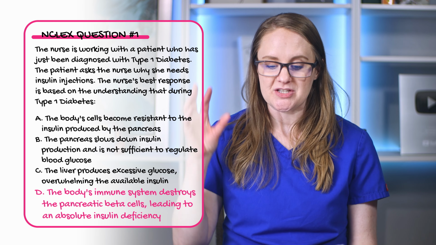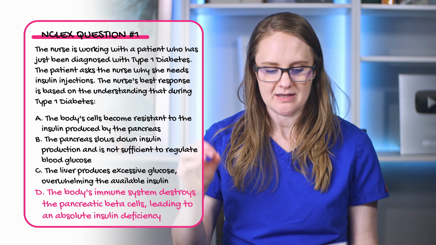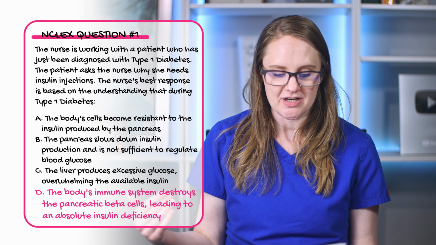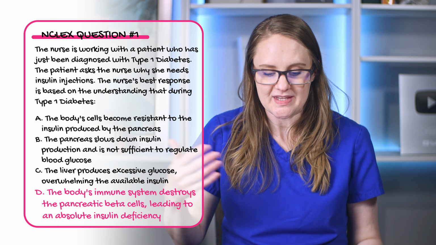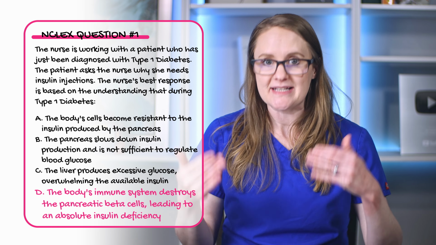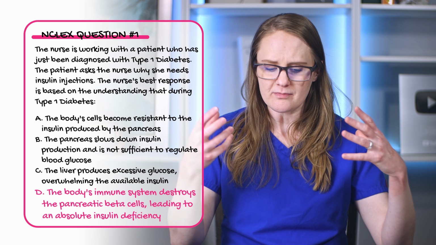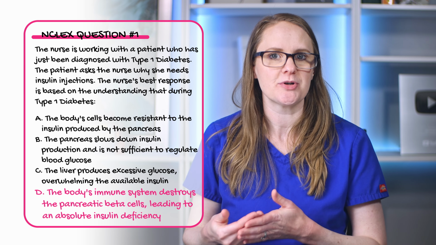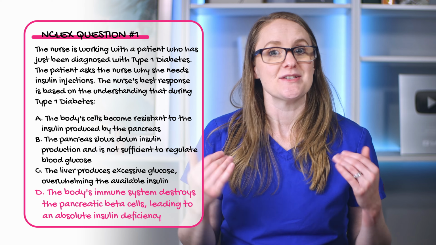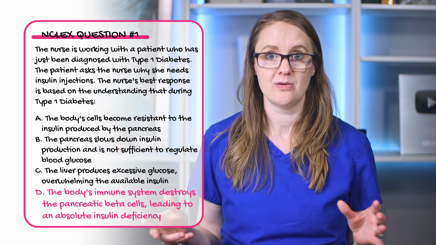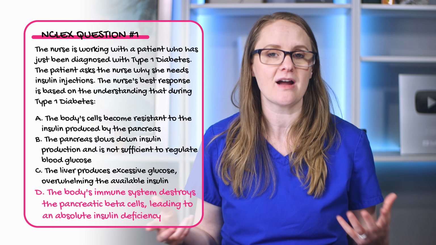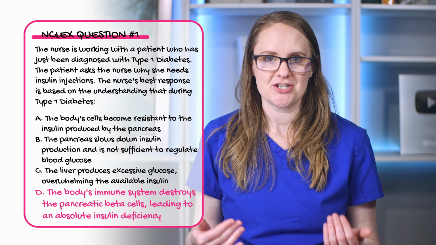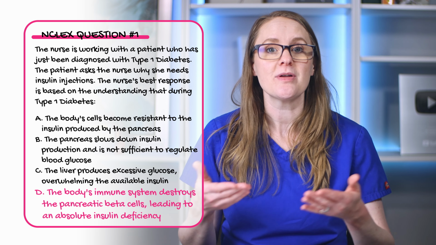The body's immune system is destroying those pancreatic beta cells, leading to an absolute insulin deficiency. So the patient is insulin deficient. This is because type 1 diabetes mellitus is an autoimmune disorder, right? The body's immune system actually attacks and destroys those insulin-producing beta cells in the pancreas. This means there's a total or almost complete lack of endogenous insulin production by the pancreas. So insulin injections are needed to keep the body functioning.